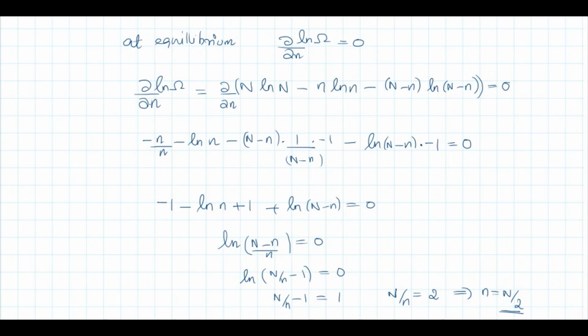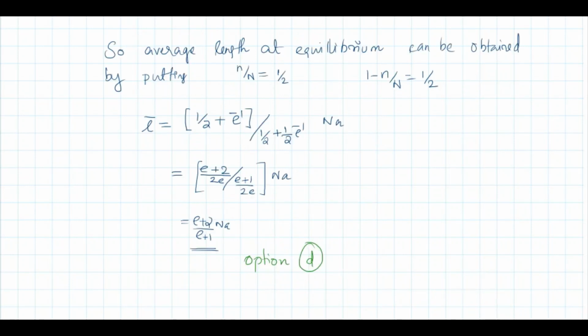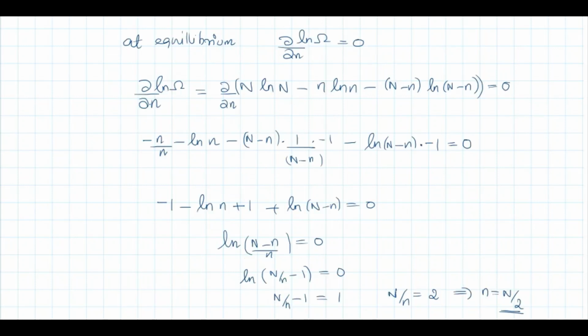Log (N minus n) by n equal to 0. That is, (N minus n) by n is 1, and N by n is equal to 2. Small n equal to N by 2. So at equilibrium, this is a standard result. If you have a two-level system, they will occupy with equal probability. The number of monomers with length A and the number of monomers with length 2A will be equal. That is small n by N equal to 1 by 2, so 1 minus small n by N is also 1 by 2.